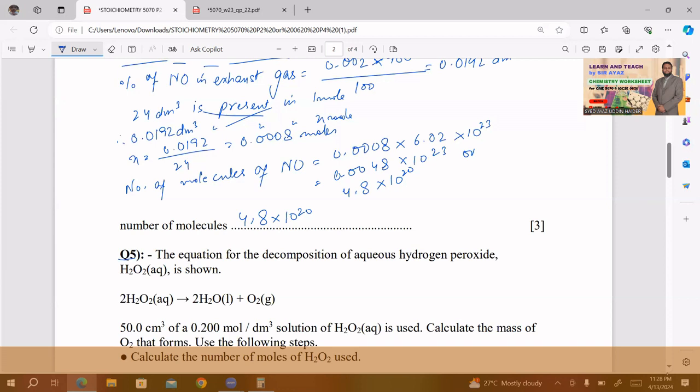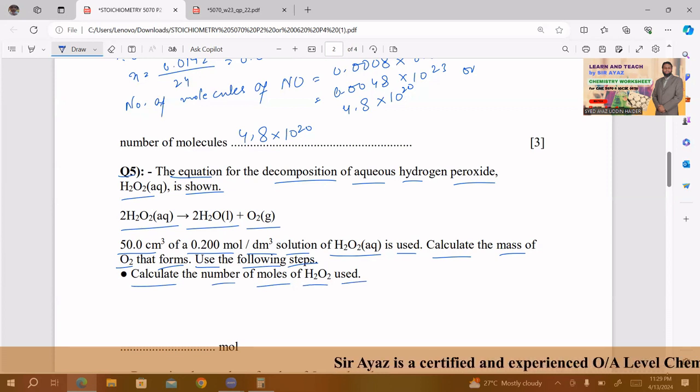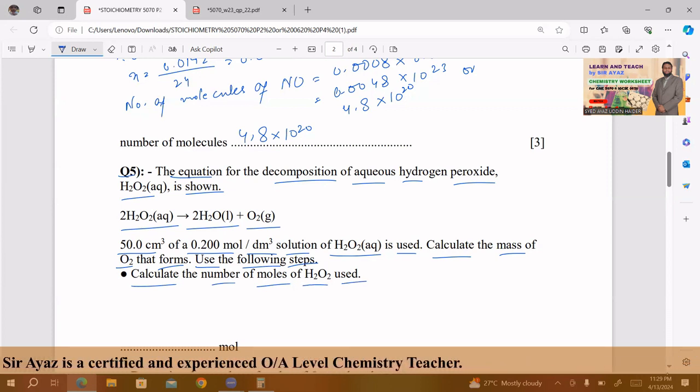Question number 5. The equation for the decomposition of aqueous hydrogen peroxide, H2O2(aq), is shown: 2H2O2(aq) gives 2H2O(l) plus O2(g). 50 cm³ of a 0.2 mol per dm³ solution of H2O2(aq) is used. Calculate the mass of O2 that forms. Use the following steps. Calculate the number of moles of H2O2 used. So first of all, we'll calculate the number of moles of H2O2.